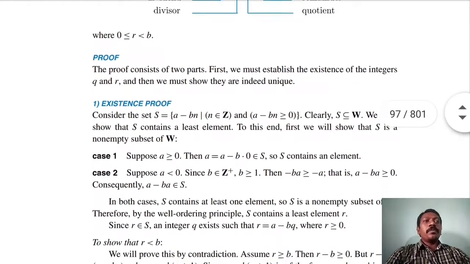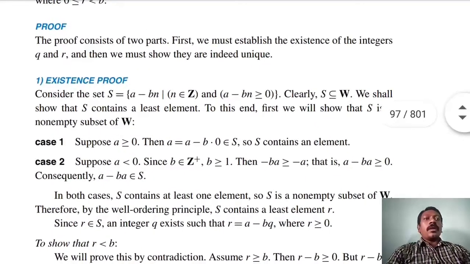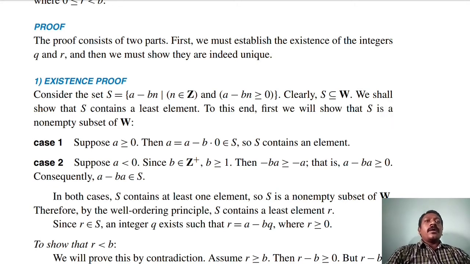See the proof. So here we have the proof. We have two parts. One is the existence, the other one is uniqueness. It is mentioned in the statement very clearly that q and r should be unique. So how the equation a equal to bq plus r is going to exist here, we are going to see. See the first proof, the existence proof.